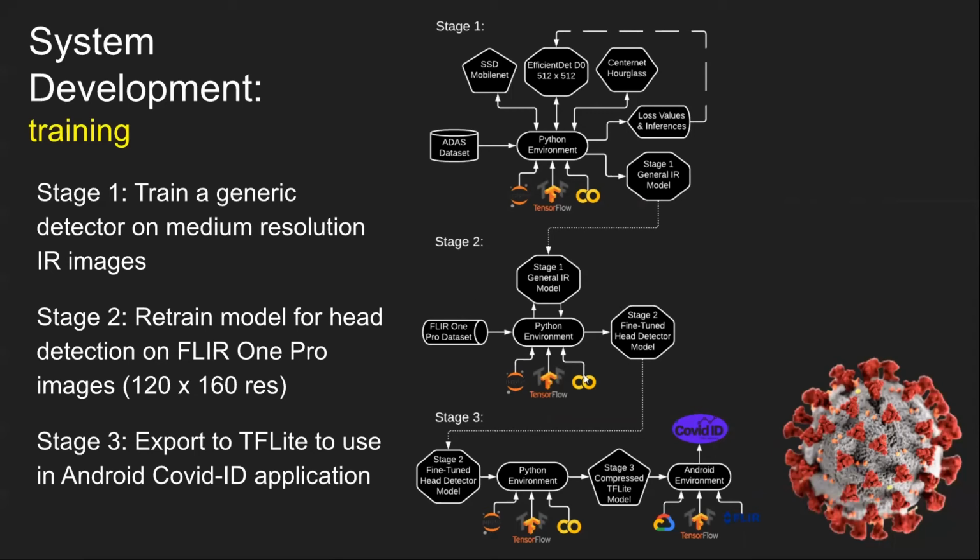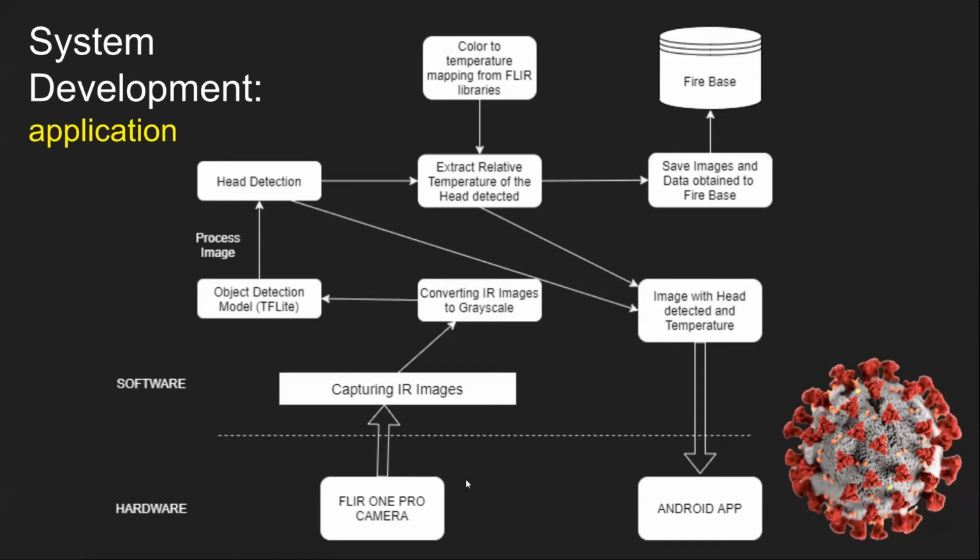In stage 3, this tested model was then exported to a compressed TF Lite model, which could then be integrated into the COVID ID Android application to help perform live temperature analysis. Here you can see a system diagram of how IRFIS runs from the mobile platform.